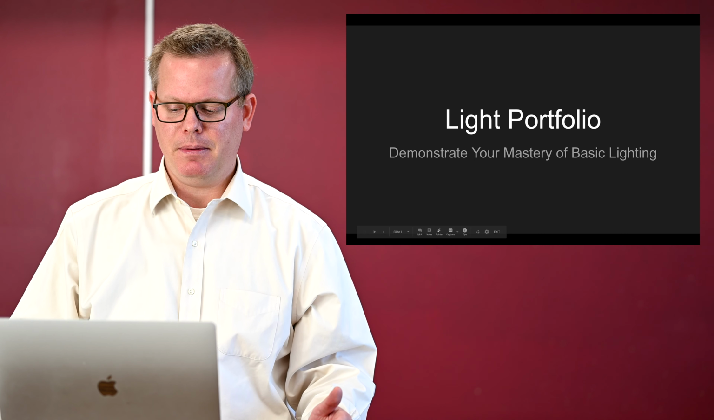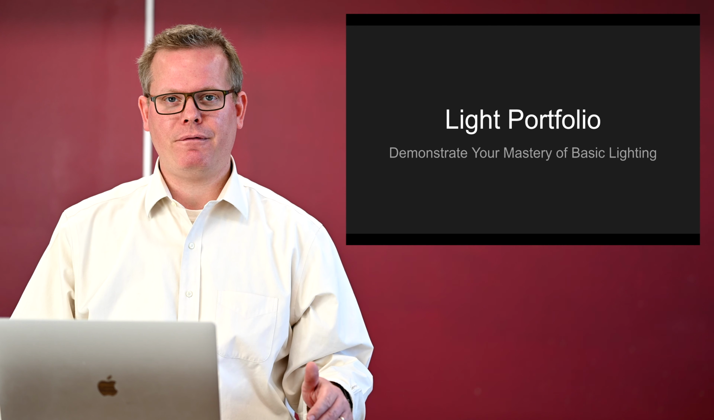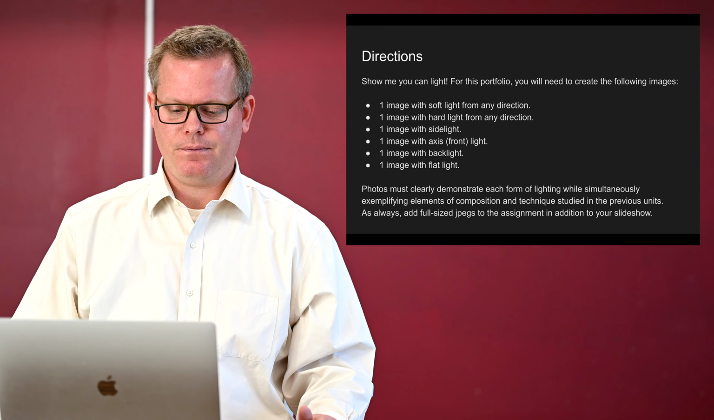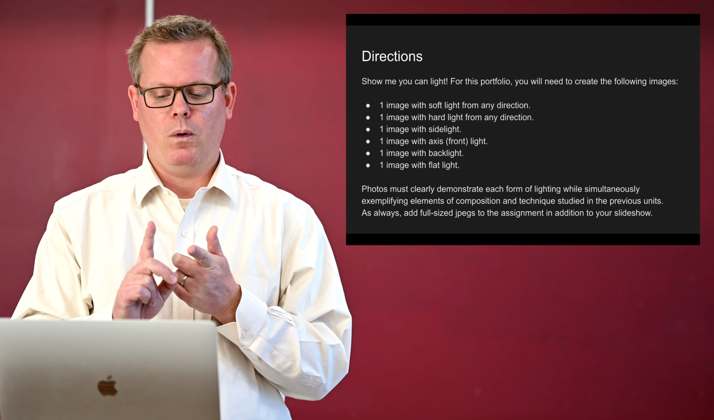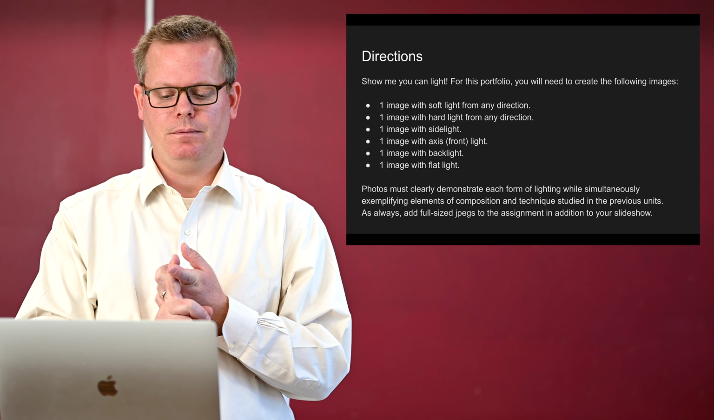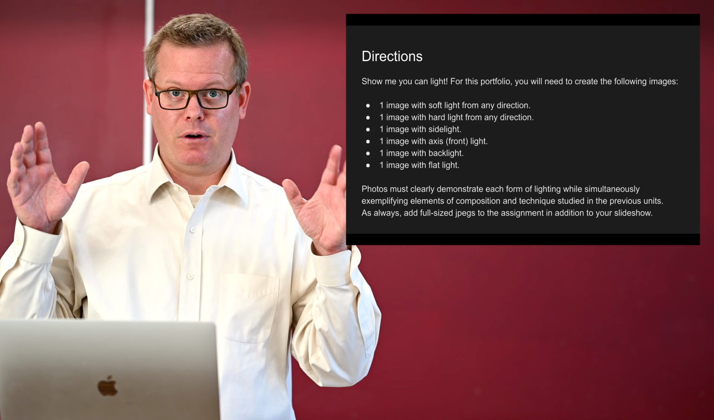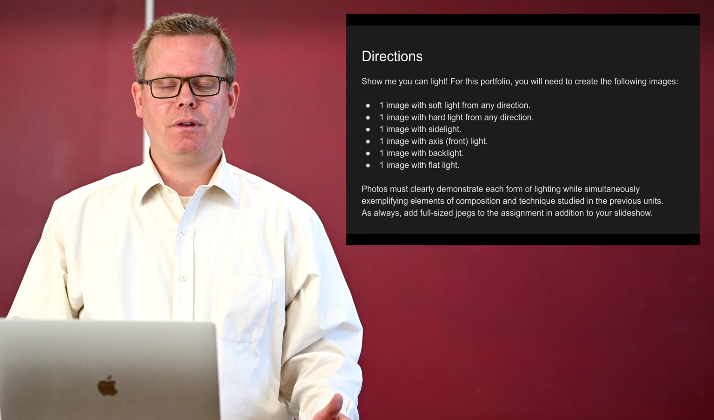All right, so now we're back. Your job is going to be to create examples of each of these things we just talked about. So the light portfolio assignment in the slideshow that you have in Google Classroom looks like this. You're going to make at least one picture with soft light from any direction, one image with hard light from any direction, one image with side light, one image with axis, that's front light, one image with backlight, and one image with flat light.